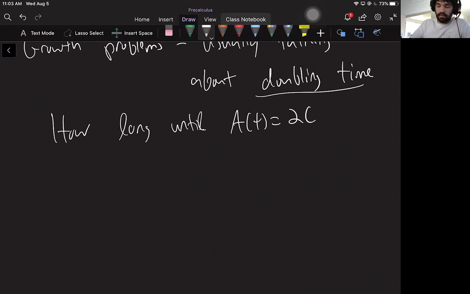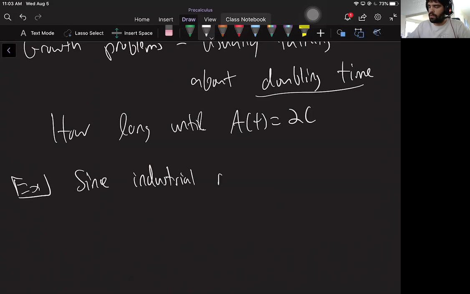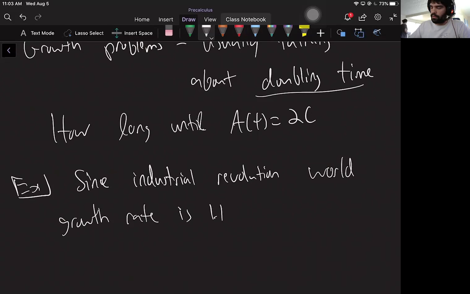So here's one example. Since the Industrial Revolution, the world growth rate is 1.14%. So let's find, in that situation, how long it takes to double the population.